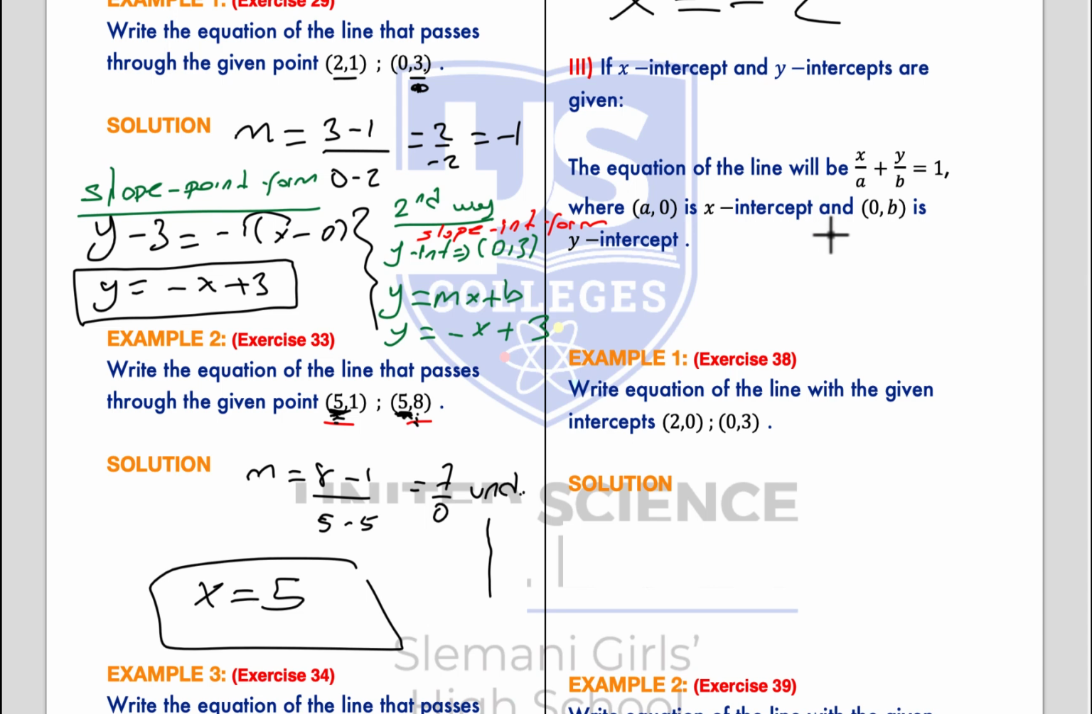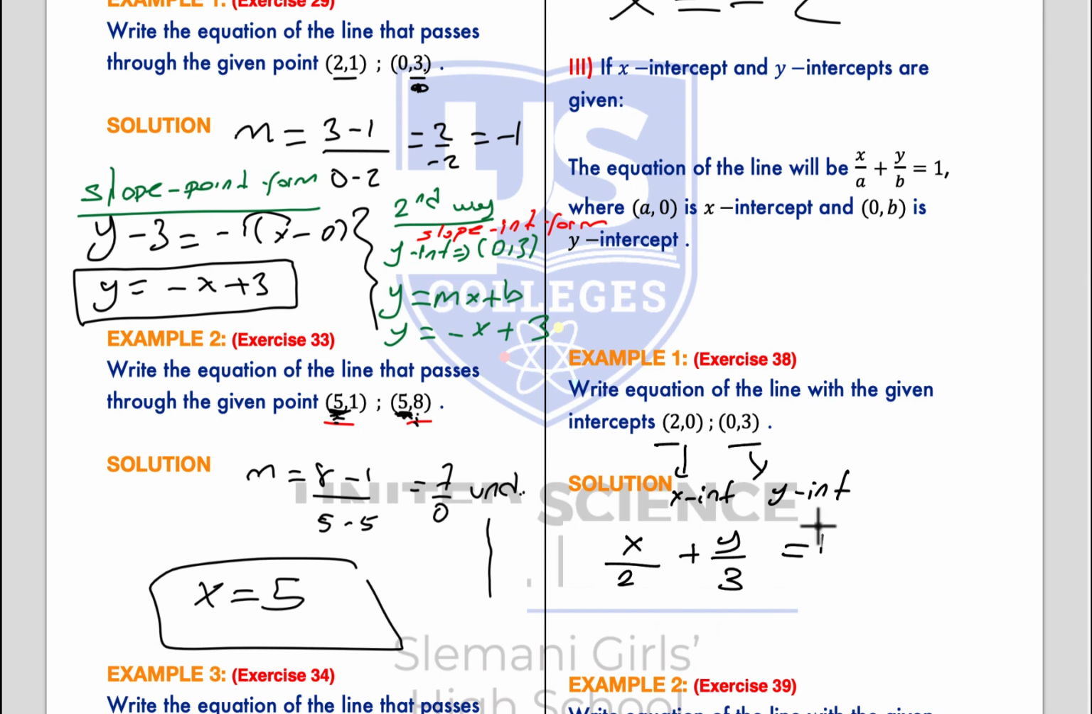You still can use the previous form. It's up to you. Whatever you find easier, you can use it. For example, write the equation if these 2 points are given. The first point is x-intercept. The second point is y-intercept. So I can use the new form that I just learned. So x divided by x-intercept, which is 2, plus y divided by y-intercept, which is 3, equals 1. So that's how I write this equation.